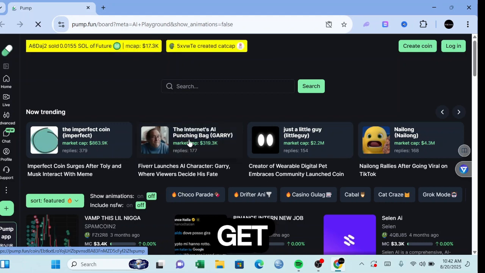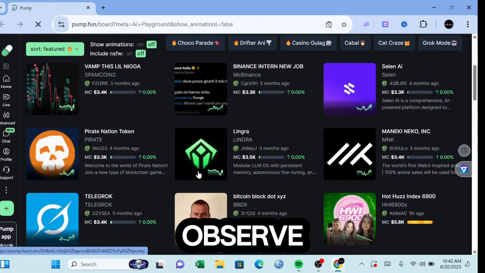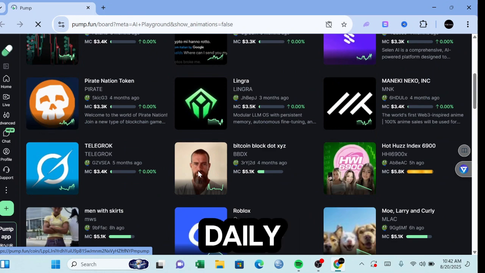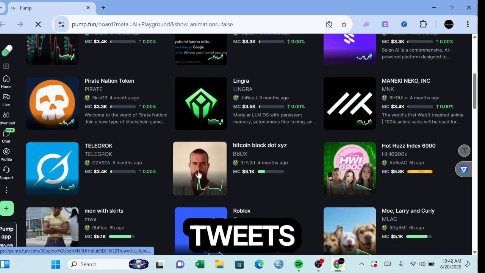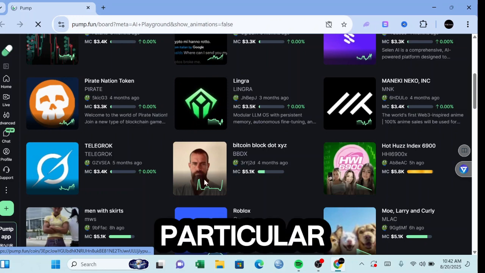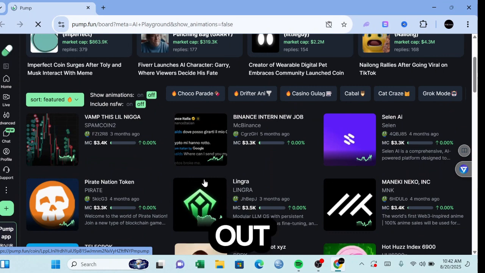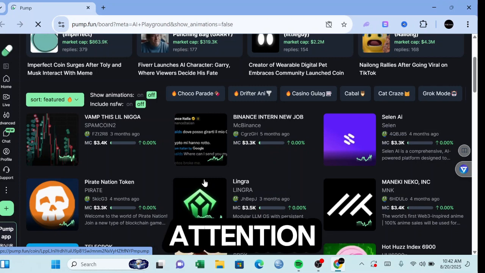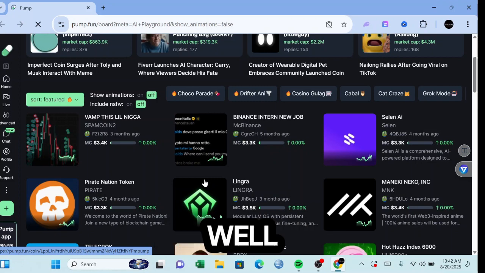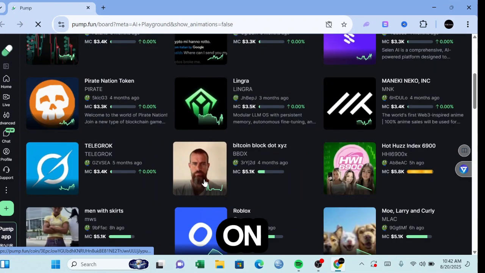There are different types of meme coins. I don't know if you can observe, there are meme coins that are created daily based on the tweets of top influencers. If Elon Musk tweets something funny, people are going to create a coin out of it, and because that tweet is trending, that coin is going to do really well. If Donald Trump makes a tweet, people are going to make a meme coin out of that tweet, and because it is gaining attention at that moment, that coin is going to do really well. People also make coins based on what is trendy.